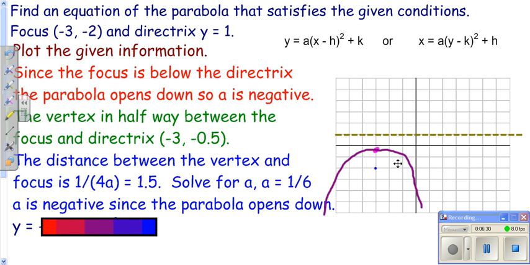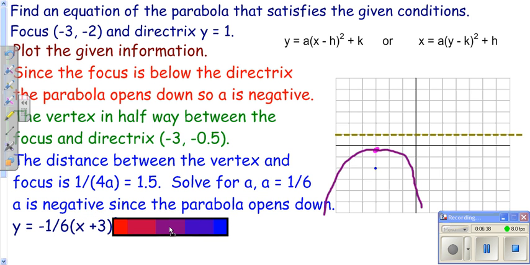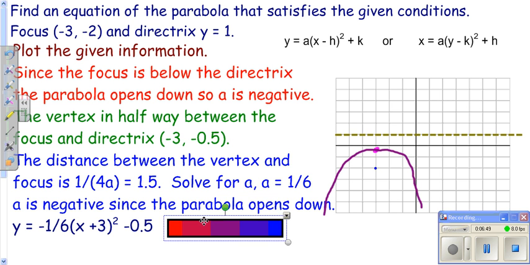But remember, since it's going down, you know it's going to be negative. So you're going to have y equals negative 1/6, times x minus your x coordinate of your vertex. So when you subtract a negative 3, you get a plus 3. And then you got to put your y value afterwards. So that would be the equation of your parabola.